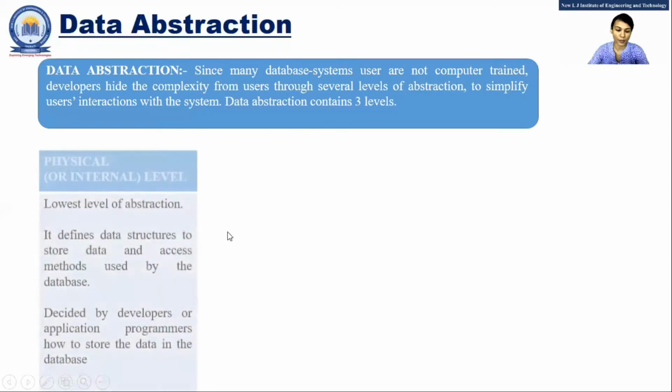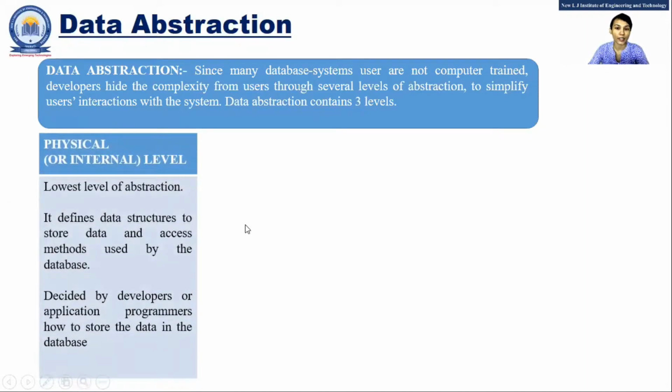The first level of abstraction is the physical or internal level abstraction. As we discussed, at this level it is decided how the data will be exactly stored, and this is decided by the developers or application programmers. This is the lowest level of abstraction, but the complexity here is very high: we make the database in table form, but whenever we store it, it is stored in bit or byte form. Obviously users don't want to see this kind of detail, so we hide these details from the user.